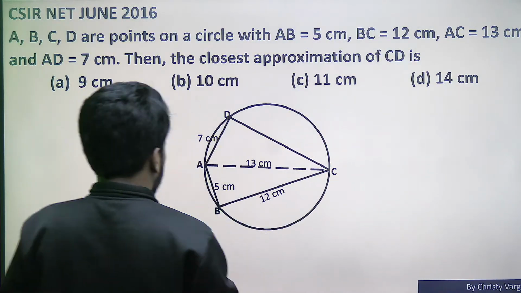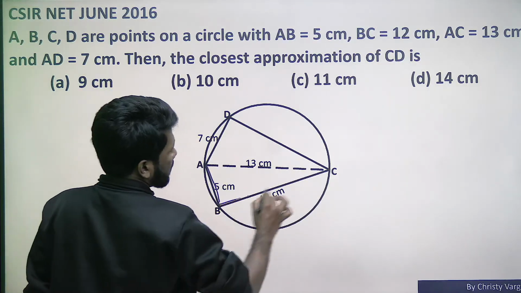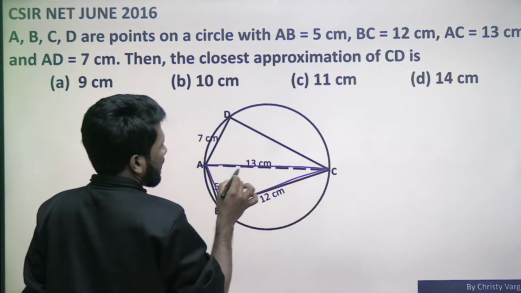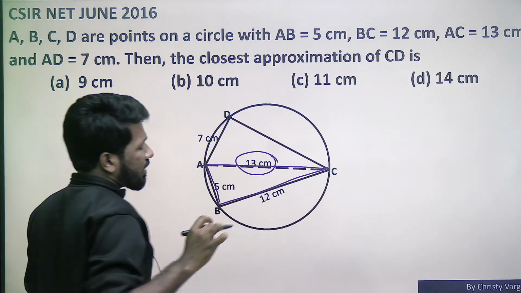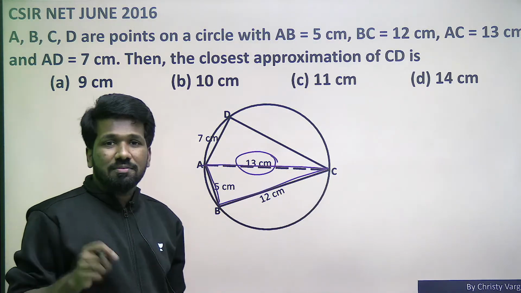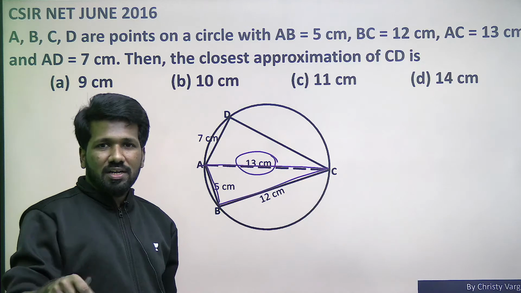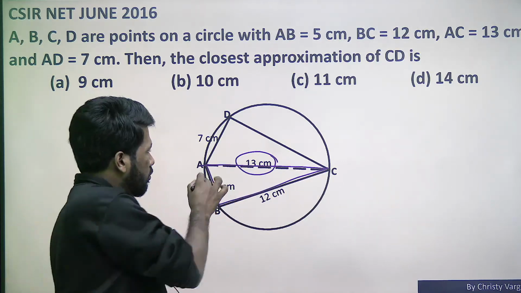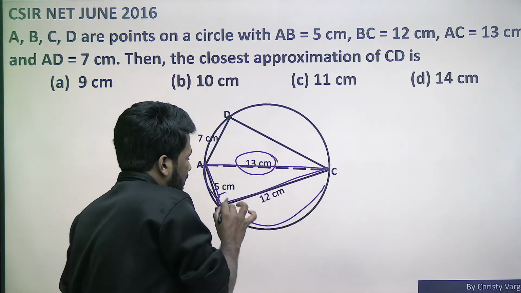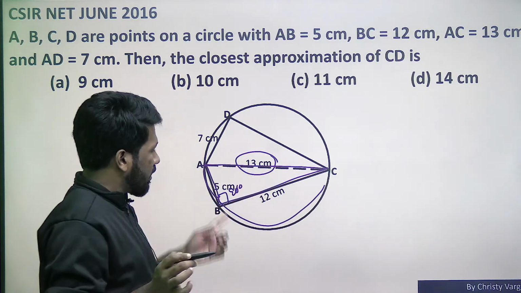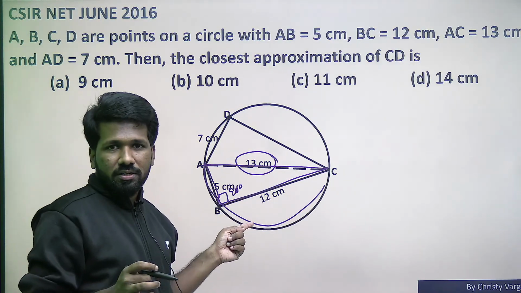Look at this. AB 5, BC 12, AC 13. Then this AC will be the diameter. How am I sure about it? There is a theorem: angle inscribed in a semicircle is a right angle. This should be a semicircle, then only this can be a right angle. This should be a right angle. Why? 5, 12, 13 is a Pythagorean triplet.